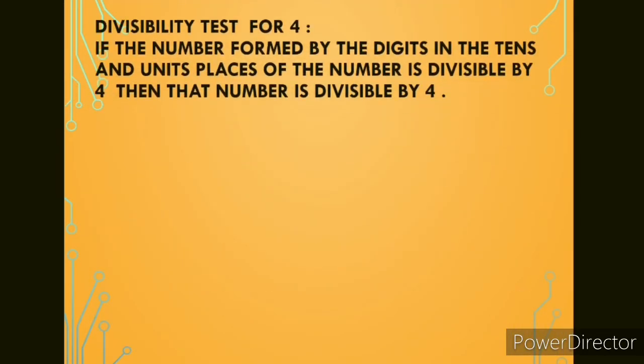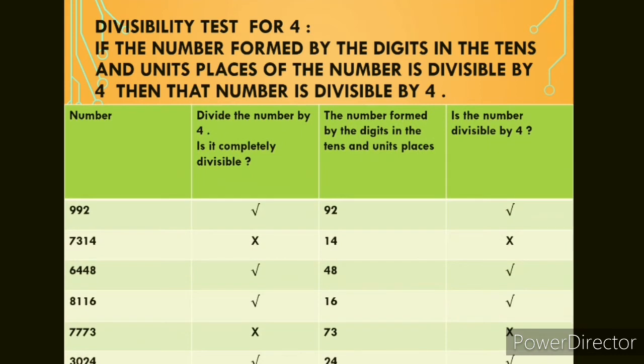Next one, divisibility by 4. If the number formed by the digits in the tens and units place of the number is divisible by 4, then that number is divisible by 4. Okay.